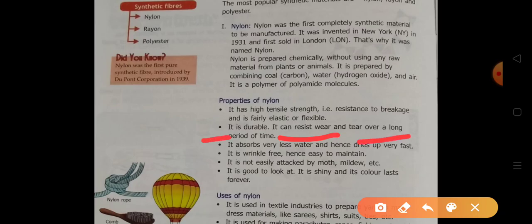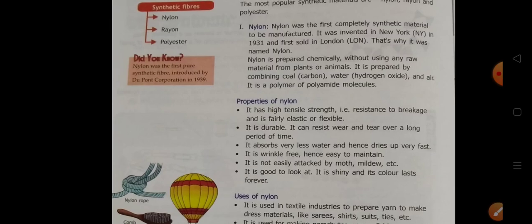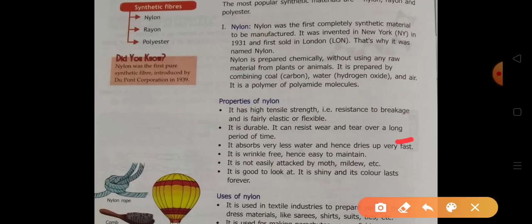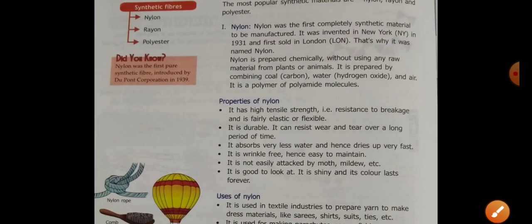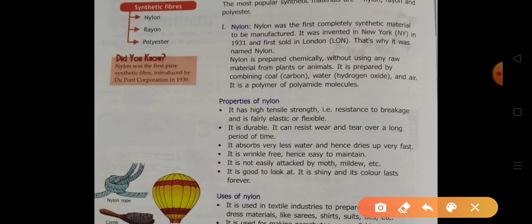in the same way this nylon does not get damaged and remains for a longer period of time. It absorbs very little water and dries up very fast. Unlike cotton, when we wear cotton clothes, it takes more time to dry, whereas nylon clothes absorb very little water and dry up early. So nylon is wrinkle free, so it is easy to maintain. When wrinkles are not there, we don't have to do the ironing.